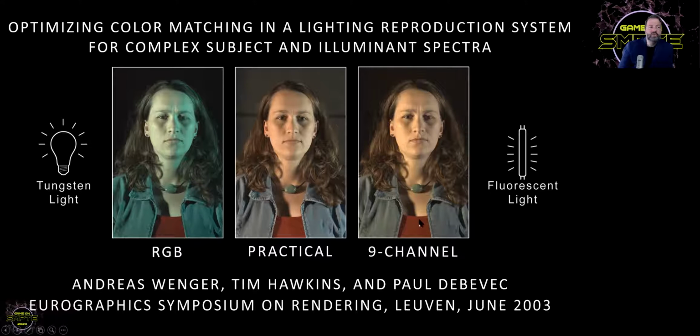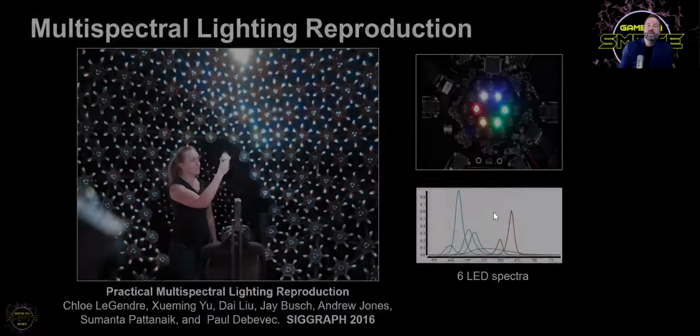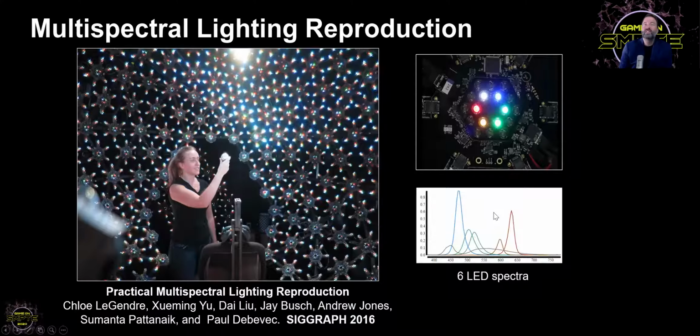We've since gotten to push this quite a bit further in some work at USC ICT, where we built an entire light stage out of multispectral lights that don't just have red and green and blue LEDs, but they also have amber and cyan and white.